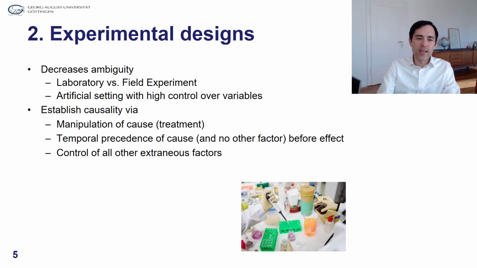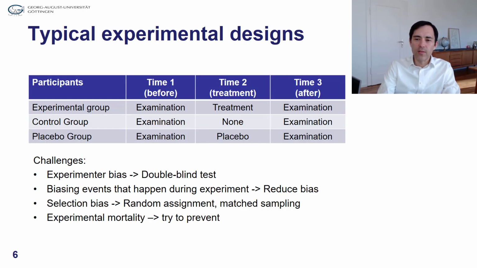To give you some more ideas how that could work, here I have an overview. You can see in the table, we have the different types of participants. We have the experimental group, the control group, and the placebo group. And here again, it goes over time. We have time 1 before the treatment, time 2 the treatment, and time 3 after the treatment. At time 1, everyone gets examined. And so we compare if, for instance, we can look into English language abilities. We would run a test. Every participant would take a test, such as TOEFL and so forth.